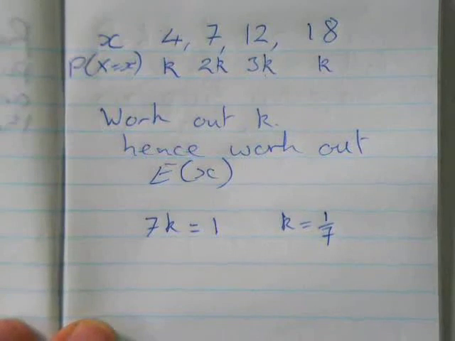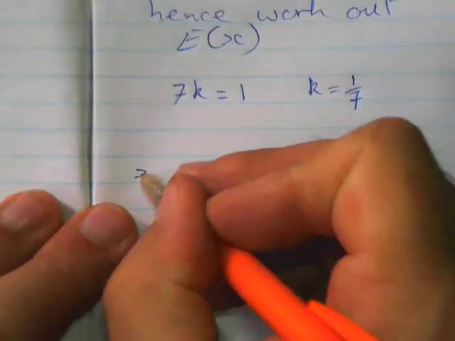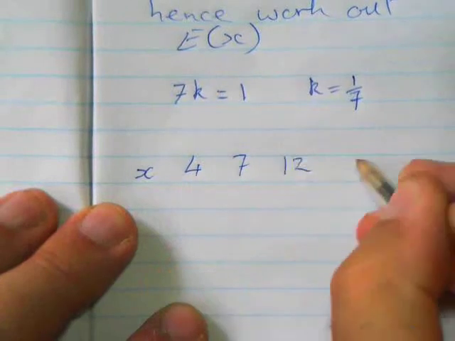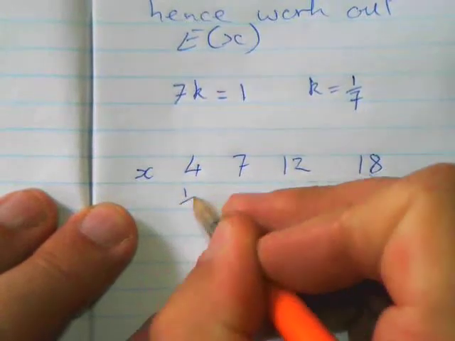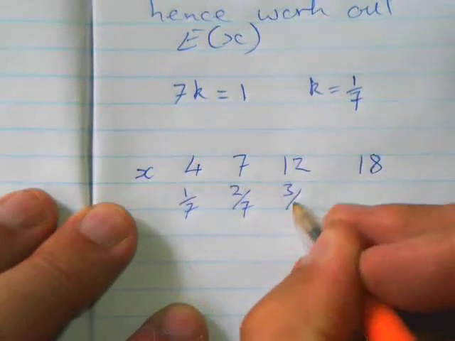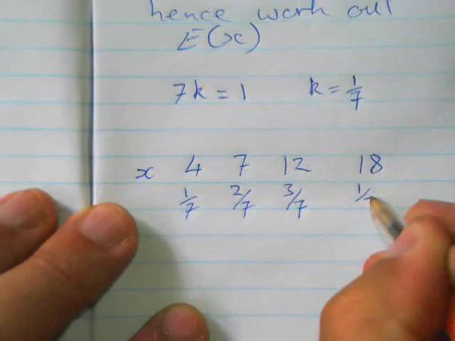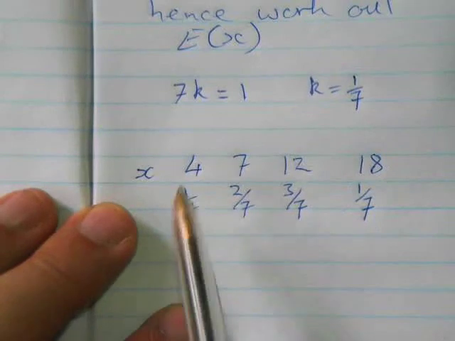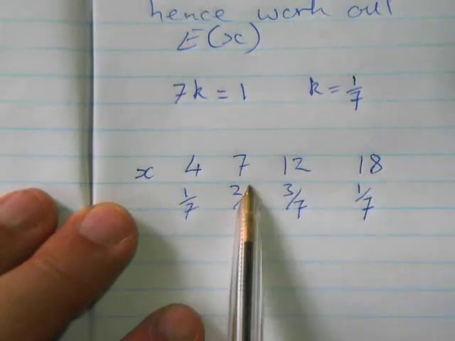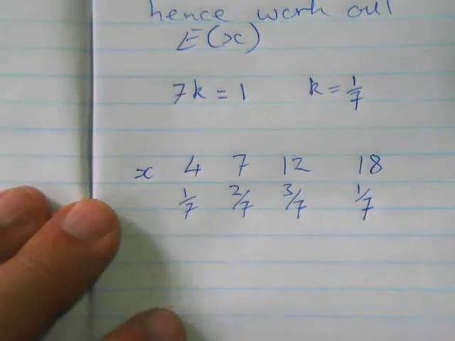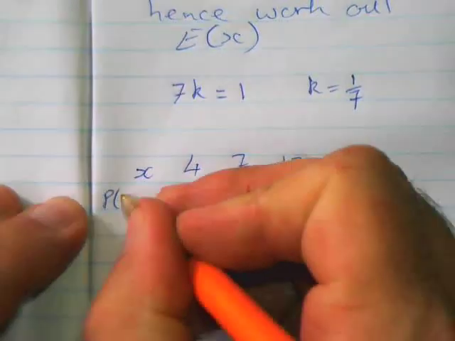So now our distribution looks like this. 1/7, 2/7, 3/7, and 1/7. Okay, now that's one of the reasons why I leave it as a 7, because it just makes it easier. Okay, and obviously do a quick check. 1 plus 2 is 3, plus 3 is 6, plus 1 is 7. 7/7 is 1. Great. So that's the first part of this question.